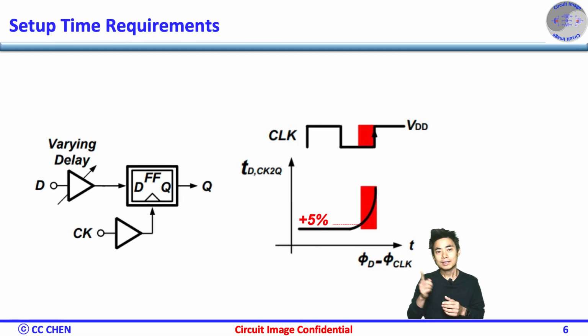Correct. The corner of the flat region is the setup time requirement, but you could relax the value to plus 5% of the corner value if your timing is tight in the design target, and if the process yield or variability might not be a concern in your application. How about the test bench of the hold time requirement?